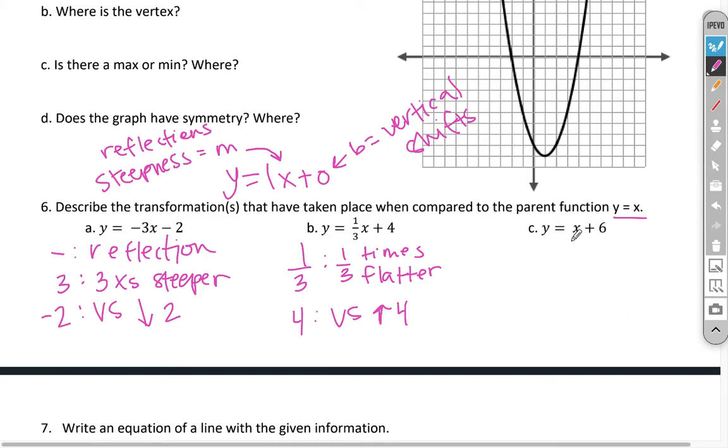Last one, we've got y equals x plus 6. Our x doesn't change, but our b goes from 0 to 6, which means we have a vertical shift up 6.